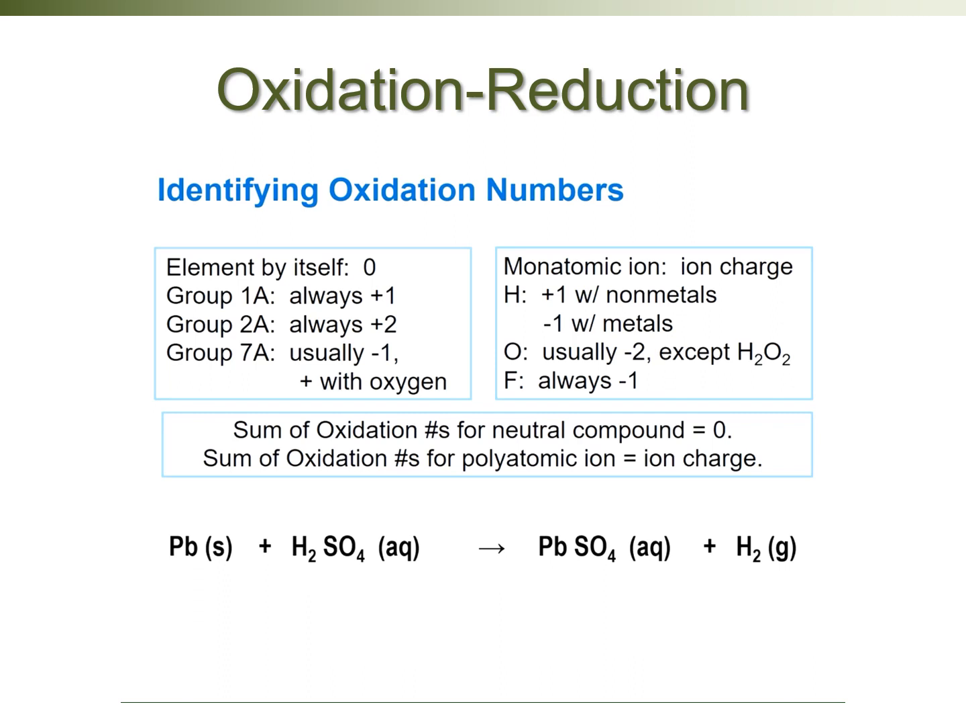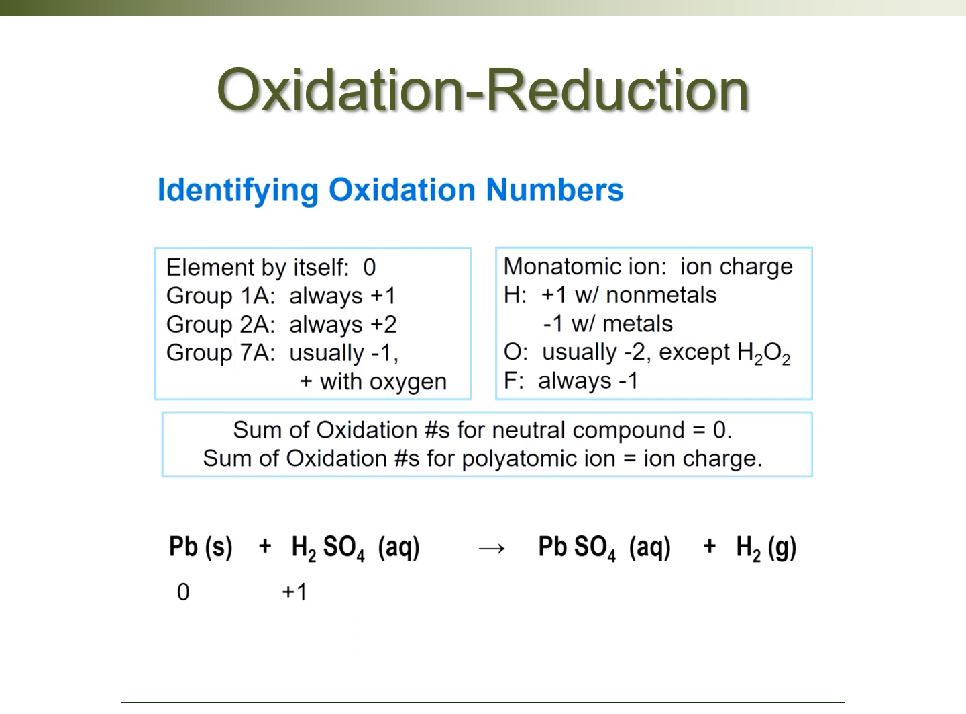So let's take a look at this equation where we have lead and sulfuric acid coming together to make lead sulfate and hydrogen gas. Now that we know what the rules are, I'm not going to bother to tease out the ions. We're just going to go ahead and start filling in the oxidation numbers. So for lead, ground state lead, an element by itself, oxidation number is going to be 0. Let's look at hydrogen. So we have some rules for hydrogen. The rules say that if we are with nonmetals, we're going to have a +1 charge. Let's see, sulfur and oxygen, they are both nonmetals. So our hydrogen is going to be a +1.